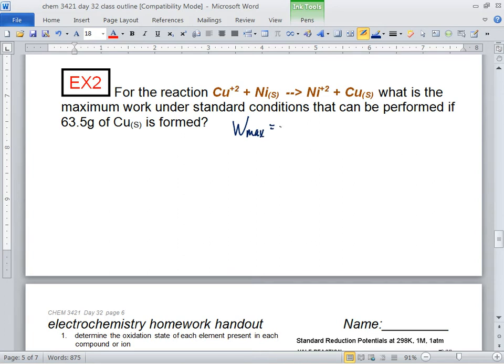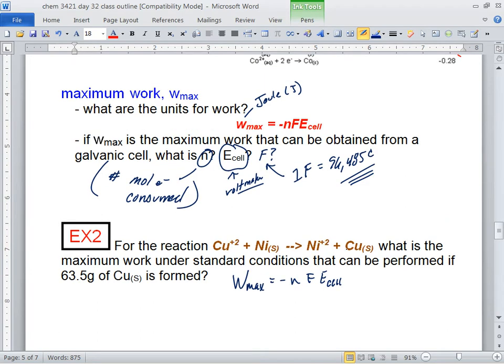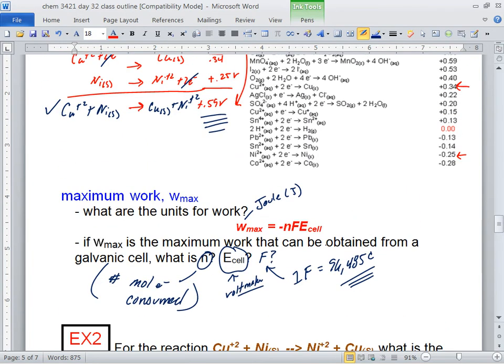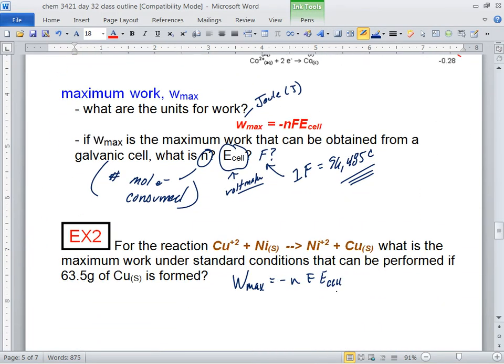W max is minus nFE cell. Okay. Now they didn't give us a voltmeter reading, right? But they probably want you just to use what for each cell? The table. Exactly. They want you to use the table. And didn't we already figure that out for this half reaction? Yeah, we came up with 0.59 volts. So this is going to be 0.59 volts.